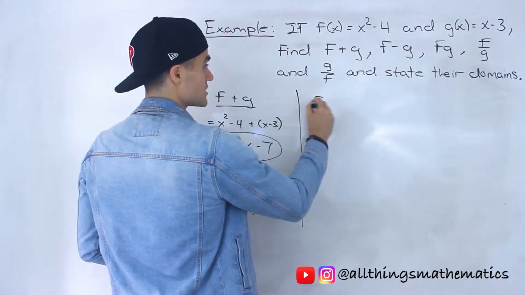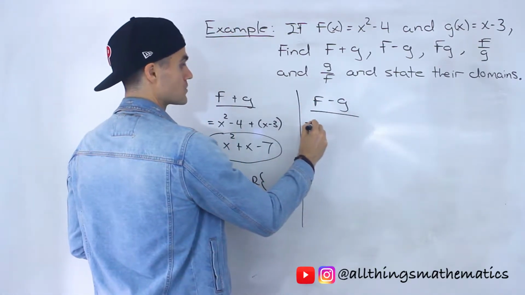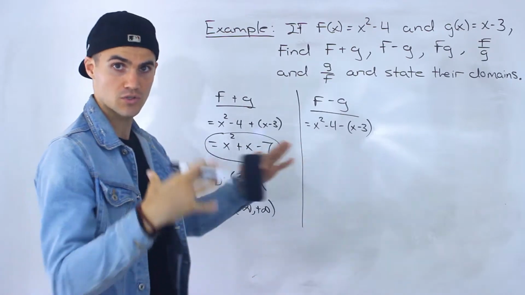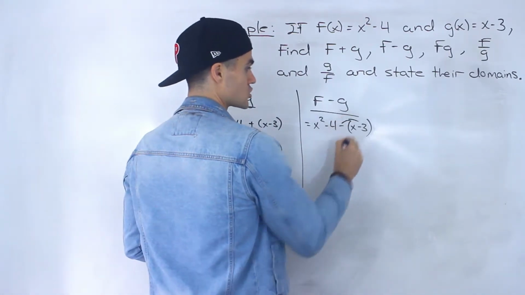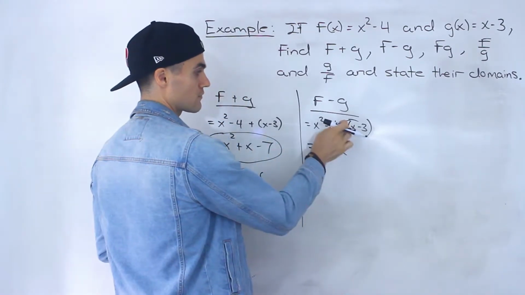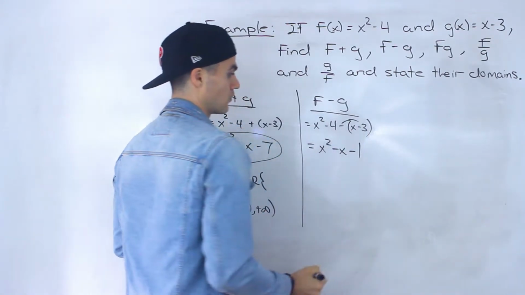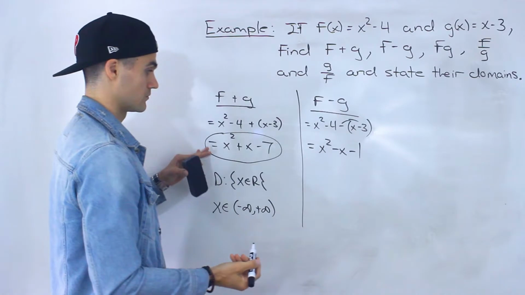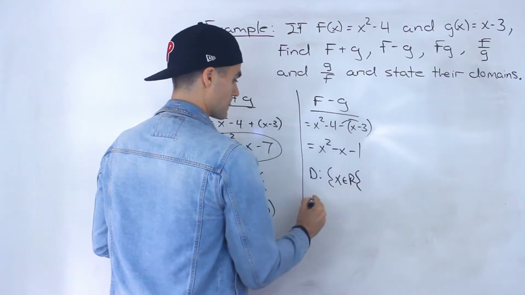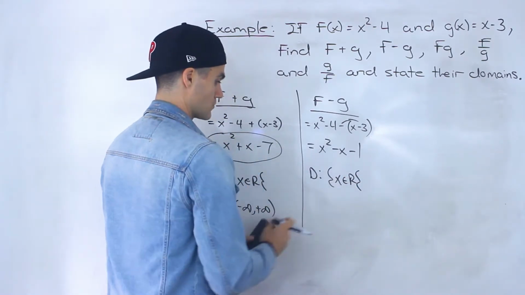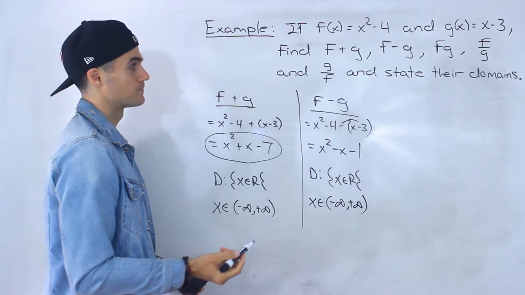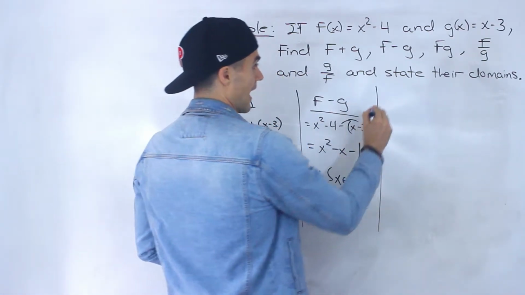Then we have f minus g. This one's going to be simple too. All we do is take x squared minus 4 and subtract x minus 3. Make sure that when you subtract it, you put it in brackets, because we're subtracting that whole function. Now we have to distribute that negative inside the brackets. So we'll have x squared minus x. The negative 3 turns into a positive 3. Negative 4 plus 3 gives us minus 1, which is a parabola as well. Same thing as here, so the domain is just x ∈ ℝ. x can be anything, and in interval notation, x is an element from negative infinity to positive infinity.